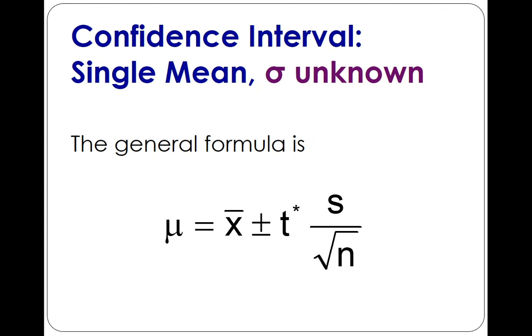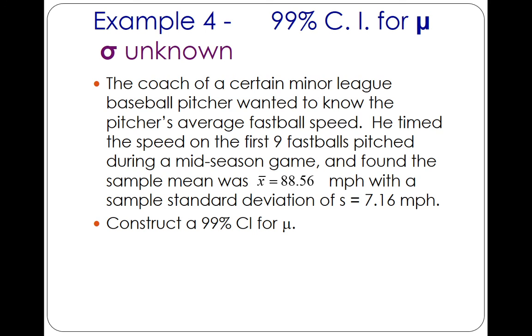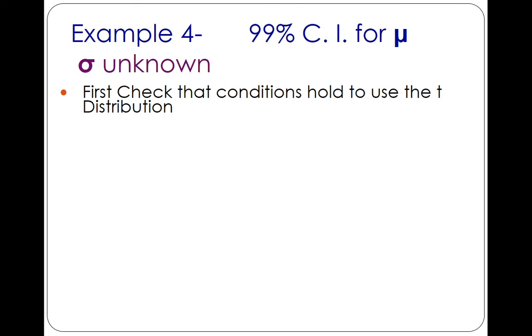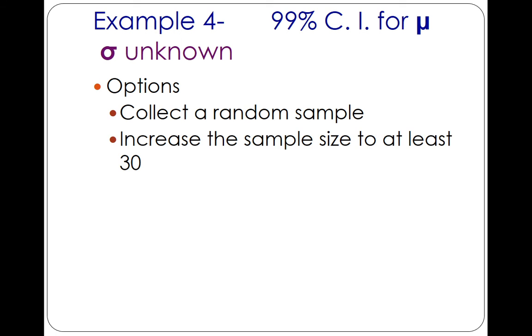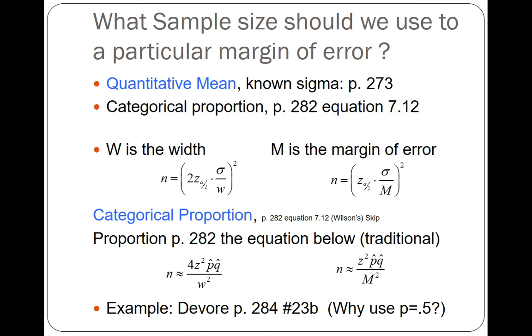So we did this, and we could calculate that. Let's try another one. A minor league pitcher, time the speed of the first 9 fastballs. Is this going to be okay? No, because what is it violating? Randomness, right? You're not really taking random fastballs, you're taking the first 9. So it's not very random, so you shouldn't really construct an interval. It's not valid. What you need to do is collect maybe a bigger sample and try this.